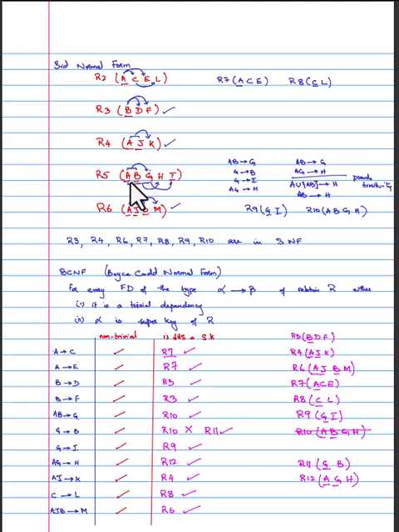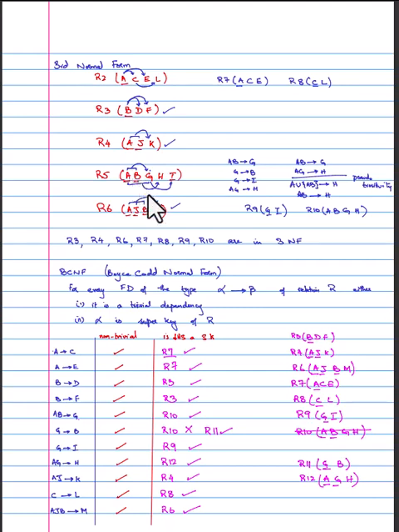AB identify G, and inside this AG identify I. So this means AB identify G and then AG identify I. This means indirectly AB identify I. Remember, I is not partially dependent on A, because AB identify G and then inside AG identify I. So this means I is dependent on AB.